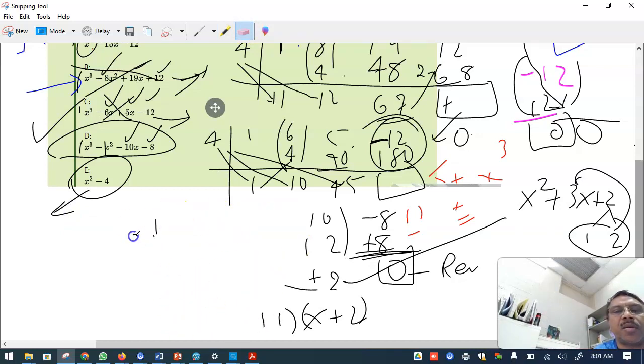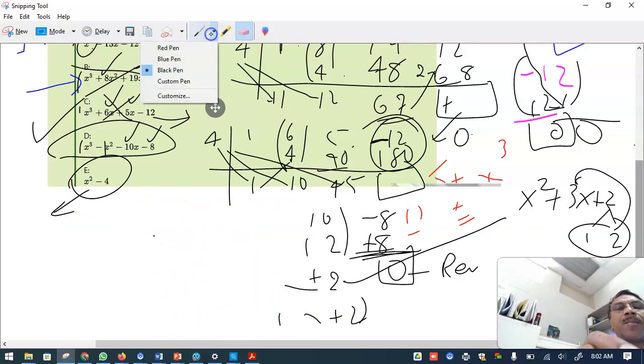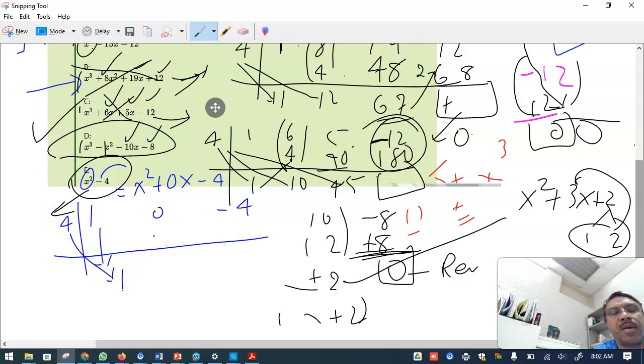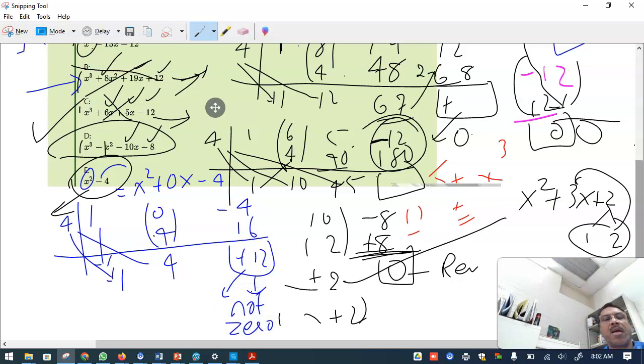You can just substitute, or you can use synthetic division. If you want to use synthetic division, there's x squared here, so 1, but there's an x missing. That means this is x squared plus 0x minus 4, so there's 0 and minus 4. Put the 4 outside, drop 1. 1 times 4 is 4, adds to 4, and this is 16, and you see this is plus 12, the remainder. So it's not 0. The factor theorem says that cannot be a factor. So I hope this takes care of that problem.